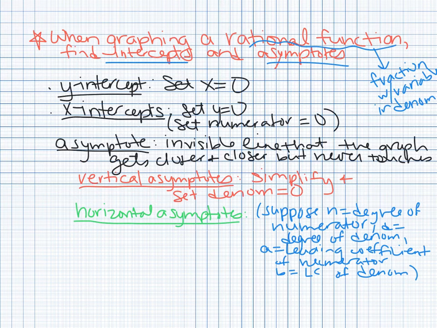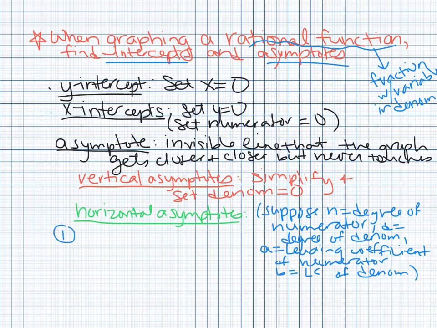But here I'm going to represent N as the degree of the numerator. I'm going to call D the degree of the denominator. I'm going to call A the leading coefficient of the numerator and B the leading coefficient of the denominator. And if you recall, by the way, the degree is going to be the highest exponent. All right, so we have three things.